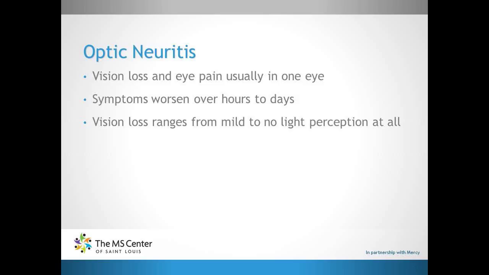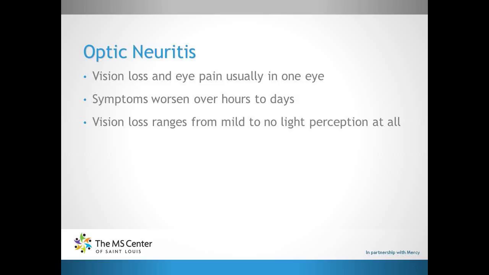It can affect two, and it's not something acute that happens in 2 minutes, where all of a sudden you have some vision loss. It builds up over time. It worsens over hours and many times over days. And the vision loss can range. There's a continuum of this.